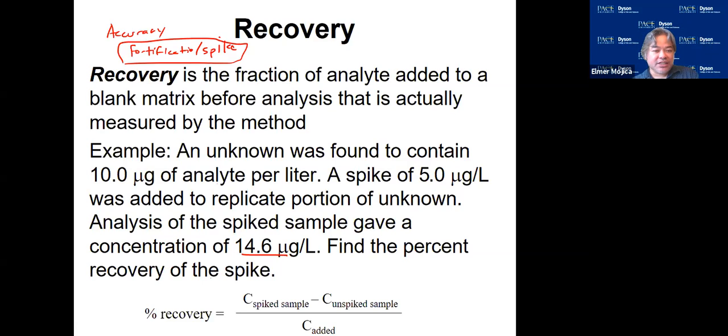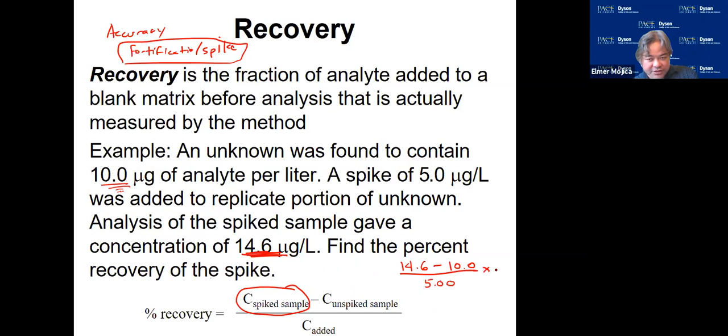If we're going to analyze this one, overall, how many do you have? You have here the spiked sample. If you have a spiked sample, this is this value, 14.6. But how much of this is unspiked? This one, right? 10. And the amount that you added is 5.